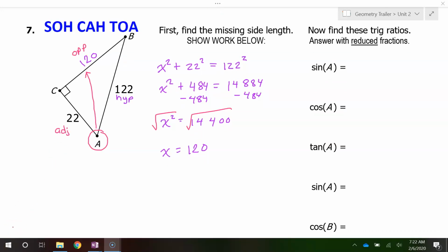So sine is opposite over hypotenuse. So that's going to be 120 over 122. All right, so I'm going to use my calculator to just cheat and reduce this. So 120 over 122 reduces down to 60 over 61. All right, and you can just type this in your calculator and it will reduce it for you.